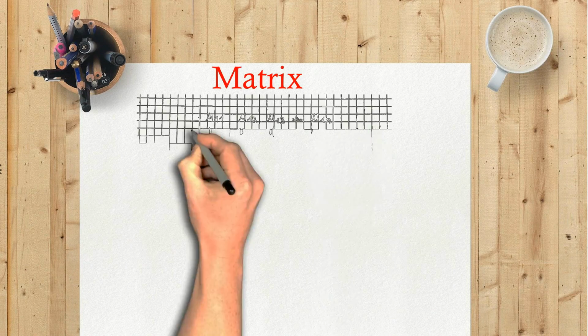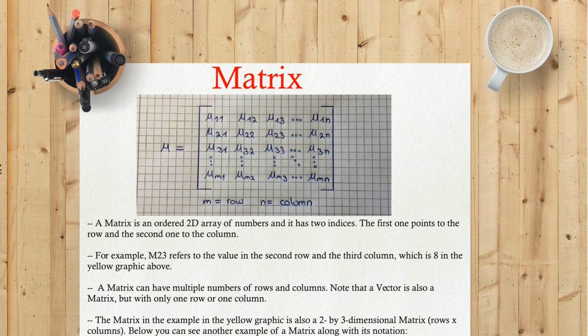Matrix. A matrix is an ordered 2D array of numbers, and it has two indices. The first one points to the row, and the second one to the column. For example, M23 refers to the value in the second row and the third column, which is 8 in the yellow graphic above. A matrix can have multiple numbers of rows and columns. Note that a vector is also a matrix, but with only one row or one column. The matrix in the example in the yellow graphic is also a 2 by 3 dimensional matrix, rows x columns. Below you can see another example of a matrix along with its notation.